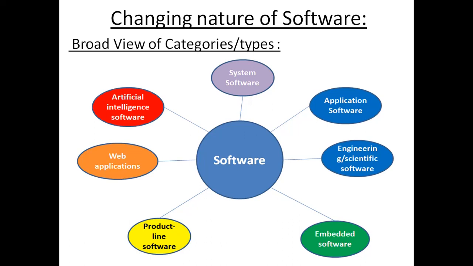Next is the product line software. This software is mainly used in factories such as a car parts manufacturing company.